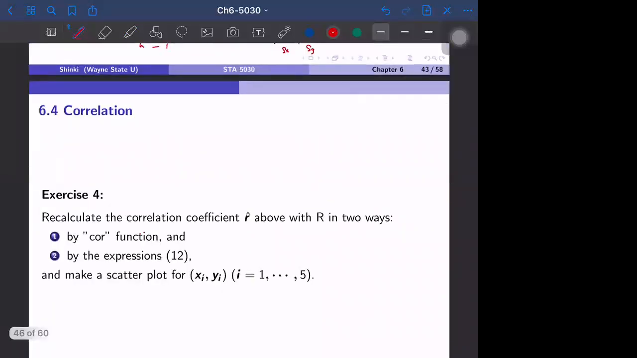And you can use the correlation function. In R, that is cor with vector X and vector Y. This is the 5-dimensional vector from the previous slide, and Y is also a 5-dimensional vector. Then you can immediately get the correlation coefficient. And of course, you can calculate from scratch.